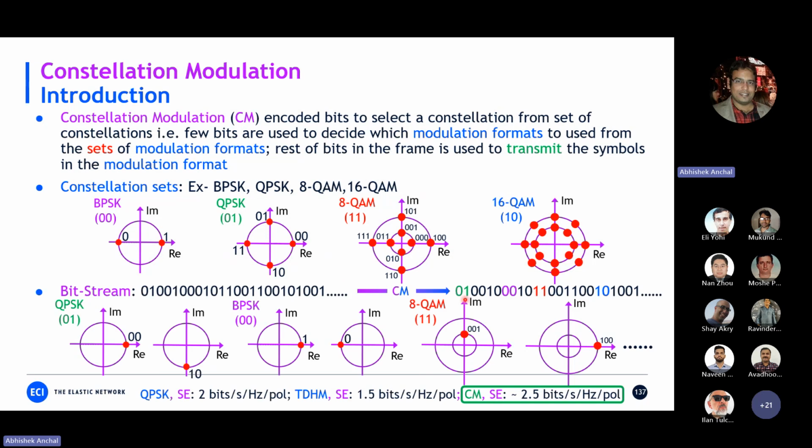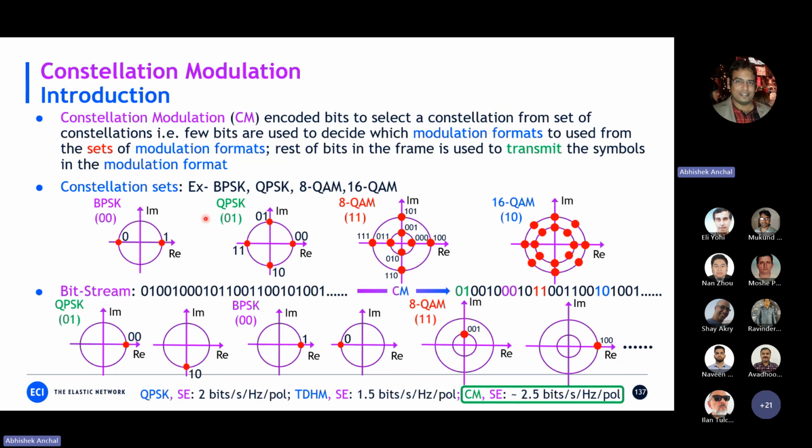So for example, here your bit stream comes in, and two bits are used to choose which modulation format to use. For example, here 01 corresponds to QPSK, so it takes that and then selects a certain amount of symbols from it. So 00 is encoded into QPSK. The next one is 00 here, so it uses this to select which one belongs to 00, which is BPSK. So it uses this 00 information to select BPSK and then encodes the next bits into the symbols there.